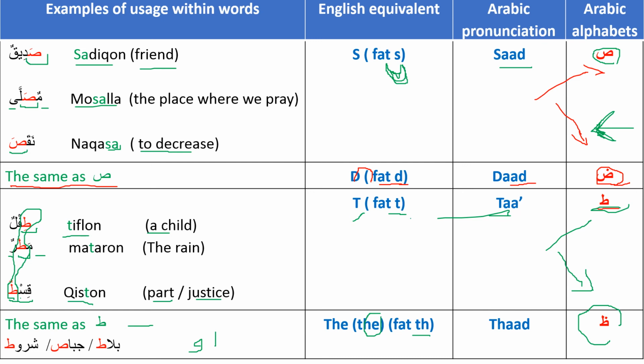Like in the example here, balatun, which means a palace, like jabbas, which means a person who makes like painting houses and making decorations. And in the word here, like shurutun, you see we have waw, which means conditions. So we cannot attach tha to waw, we cannot attach sad to alif. The good point here is that these four letters have the same application. What applies to one of them applies to the rest.